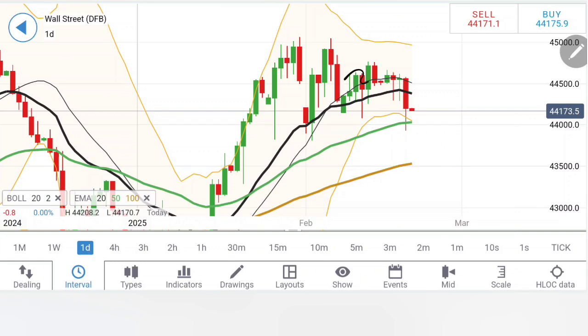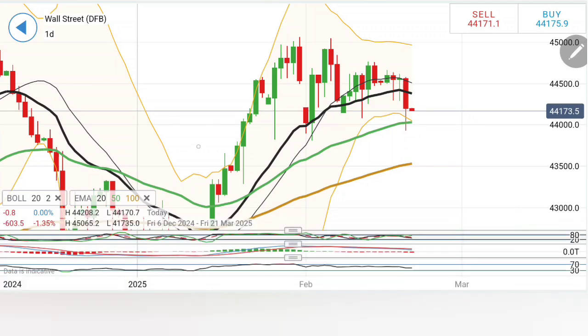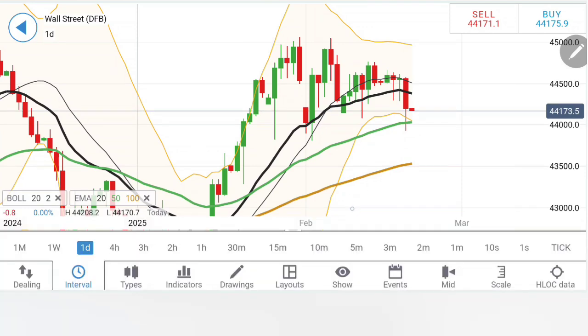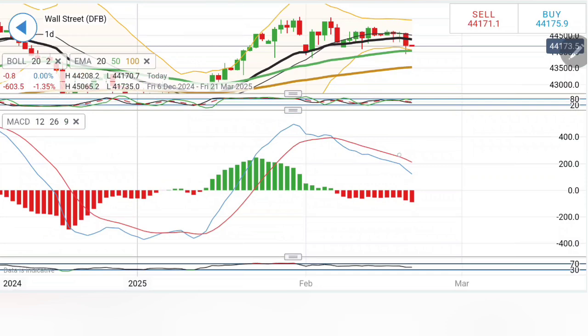Notice what's happening. It has now closed below the 20 period and just a notch above the 50 period. So now it has to break below 44,000 and it has to close the day below 44,000 in order to suggest more bearishness. Though the indicators have cooled down.